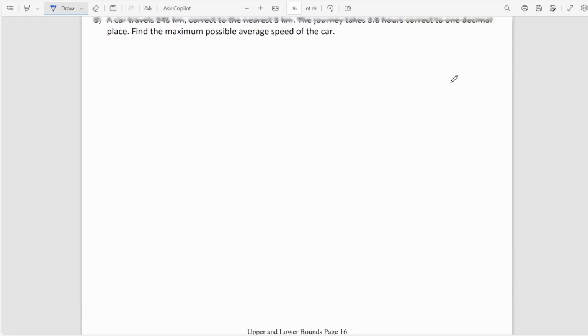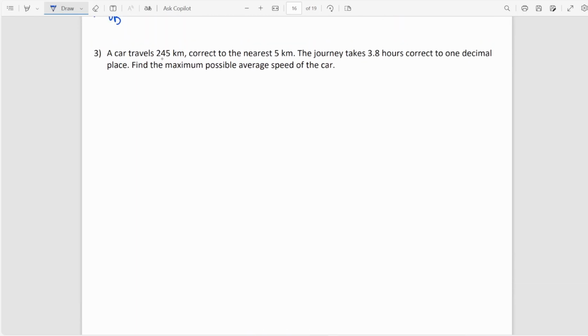Third example. A car travels 245 kilometers, correct to the nearest 5 kilometer. The journey takes 3.8 hours, correct to 1 decimal place. Find the maximum possible average speed of the car. Now, the average speed is equal to the total distance over the total time, okay?